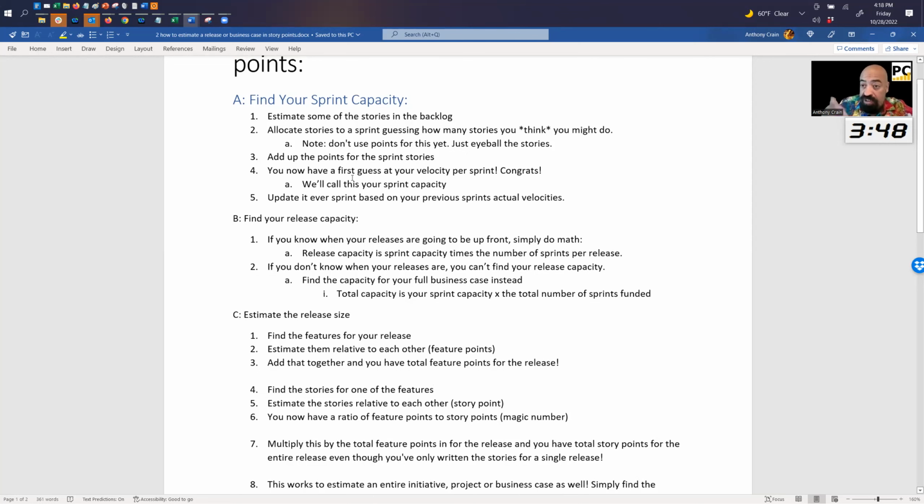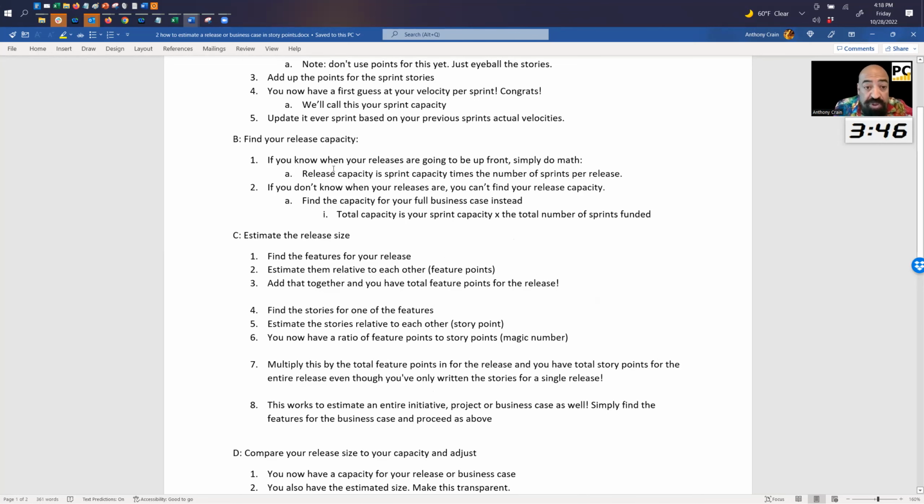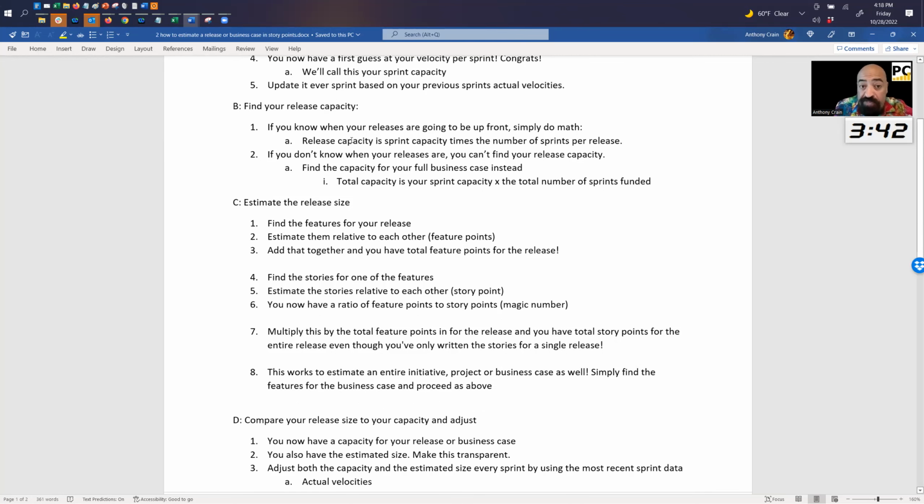So what you need is a technique for a proxy. You need to find your release capacity. Okay. So if you know how big your release is up front, then you just do the math.